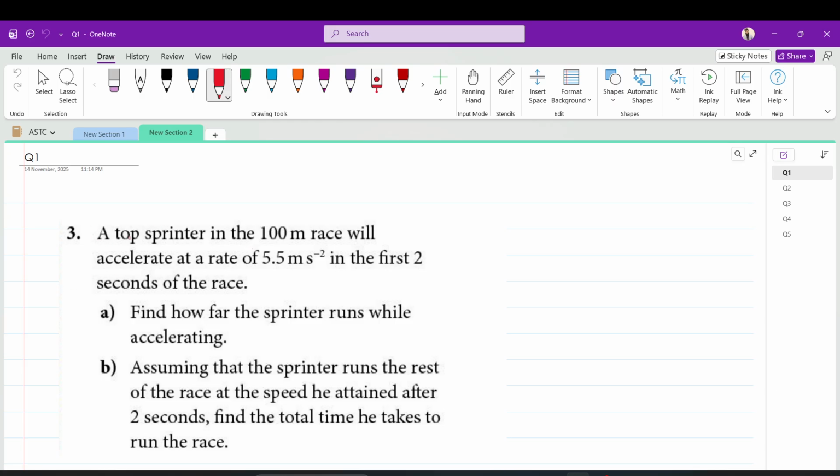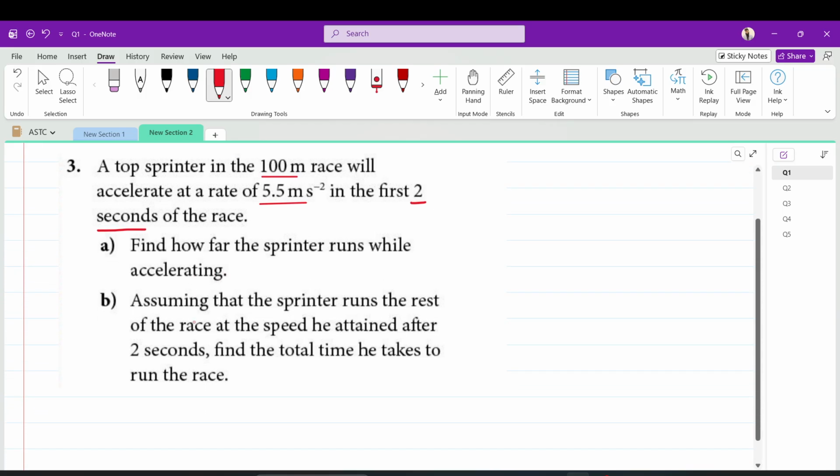Question number 1 is: a top sprinter in the 100-meter race will accelerate at a rate of 5.5 meters per second square in the first 2 seconds of the race. Okay, so the distance is 100 meters and acceleration is 5.5 and the time is 2 seconds. Okay, find how far the sprinter runs while accelerating.